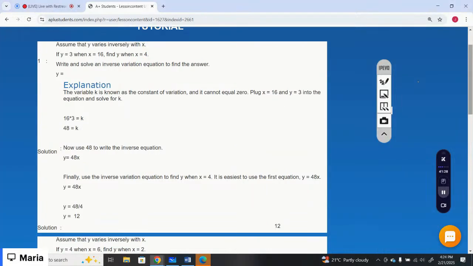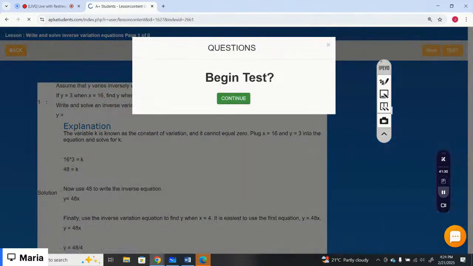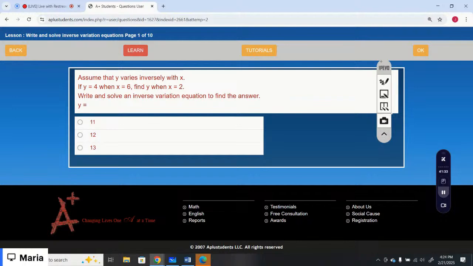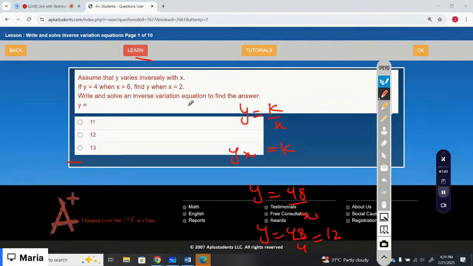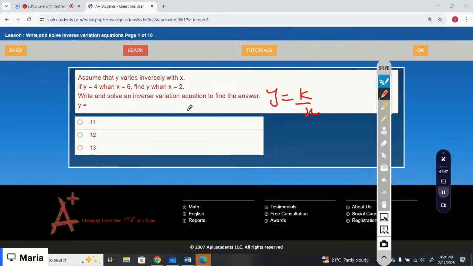Okay, let's just start with the test questions. Assume that y varies inversely with x. That is y equals k over x. If y equals 4 when x equals 6, find y when x equals 2. You need to find k. K equals y times x. Y is 4, x is 6. So k equals 24.